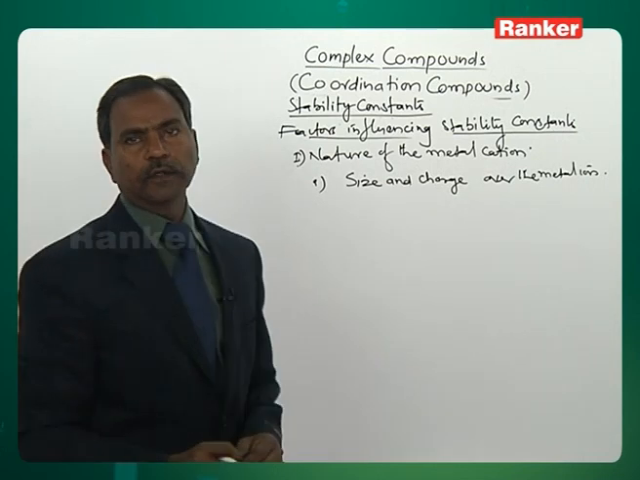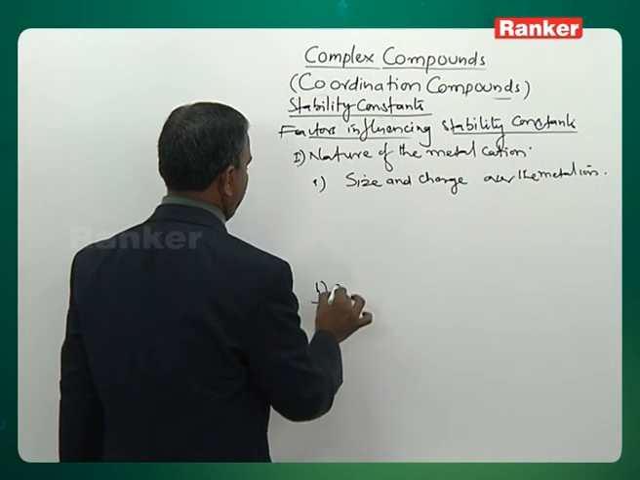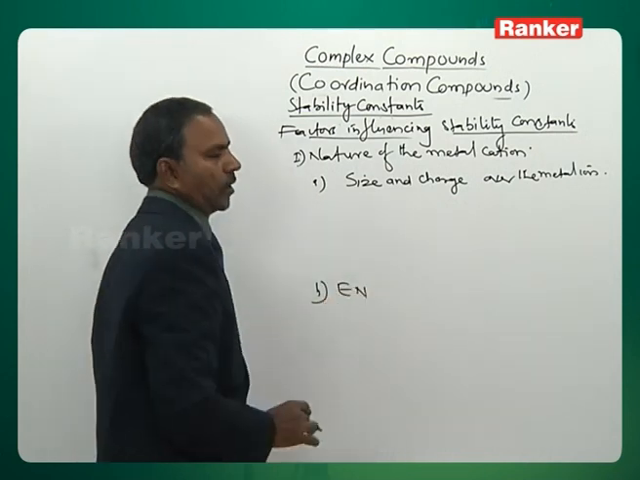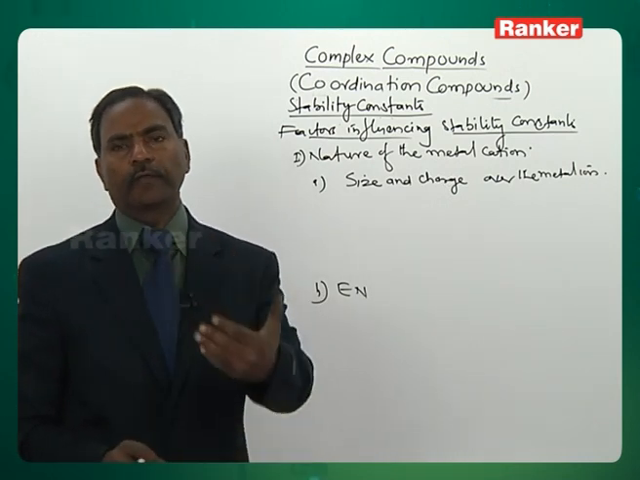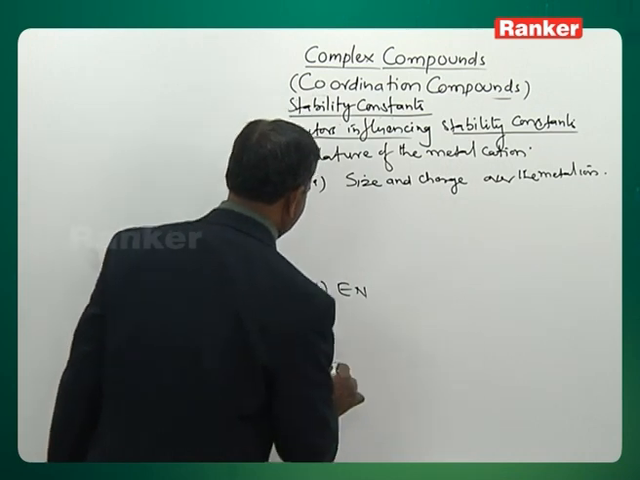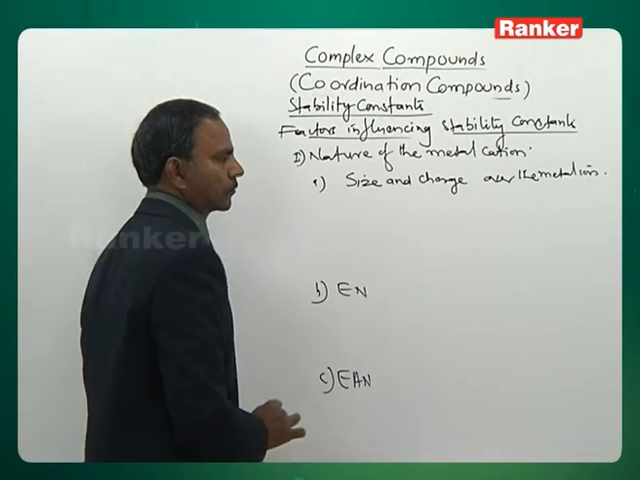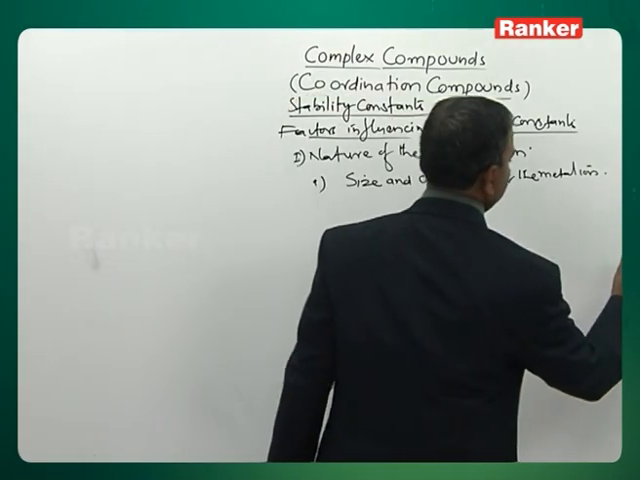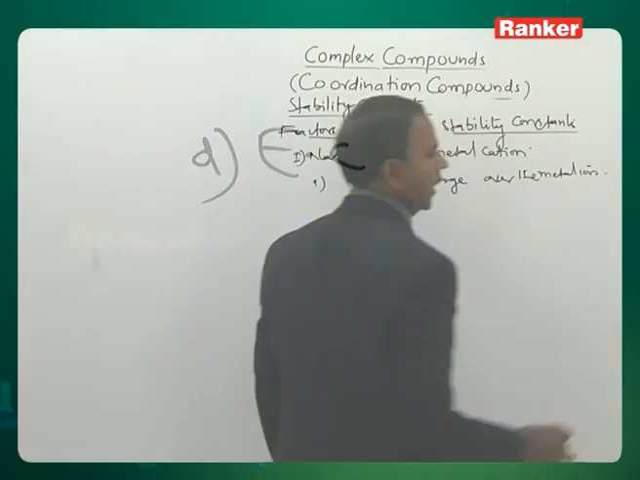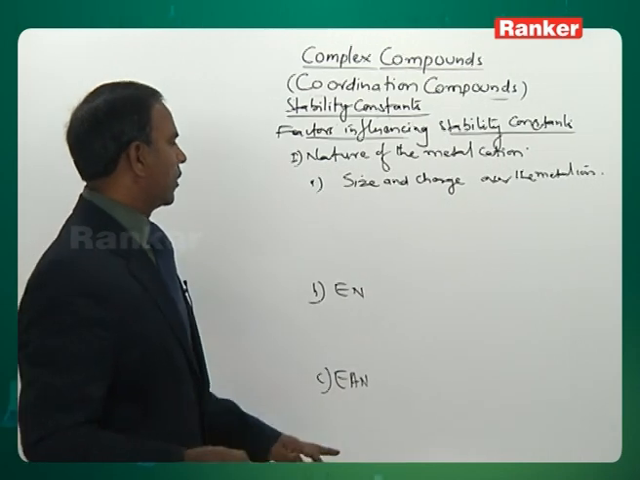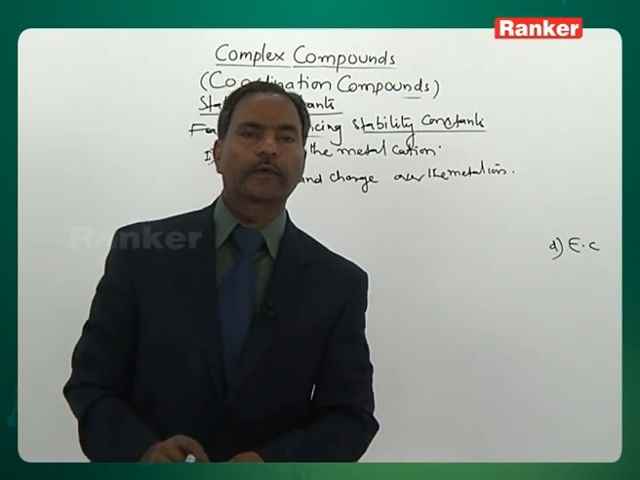Size and charge of the metal ion, the first one. Second one, electronegativity of the metal ion. Third one, EAN of the complex. Fourth one, electronic configuration. Size and charge of the metal ion, electronegativity, EAN, and electronic configuration.